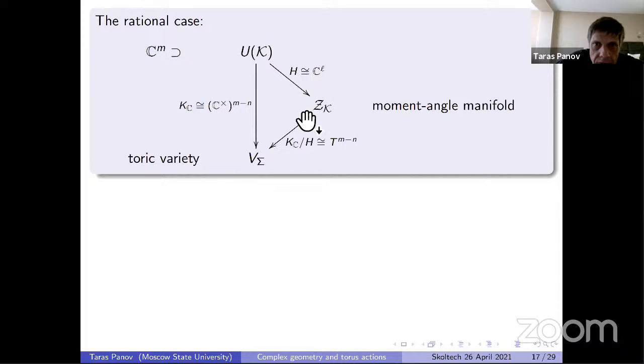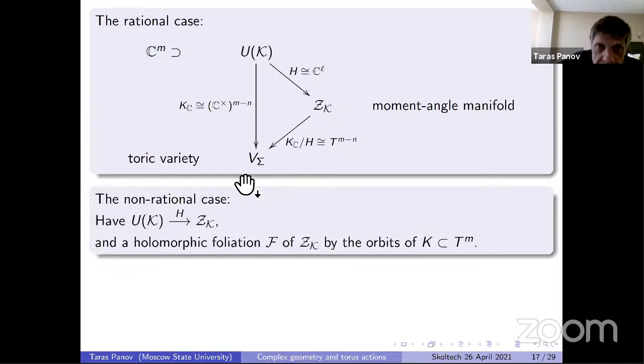But now you can factorize this quotient construction into two arrows. The first one is our quotient, that's the moment angle manifold, and this is a quotient by C_L, by the holomorphic action of C_L. And then you can take the quotient further down by taking K_C modulo H. That's a torus. So this is a holomorphic foliation, a holomorphic fibration. So the moment angle manifold is the total space of a holomorphic fibration over the toric variety with fiber a compact complex torus. That's in the rational case.